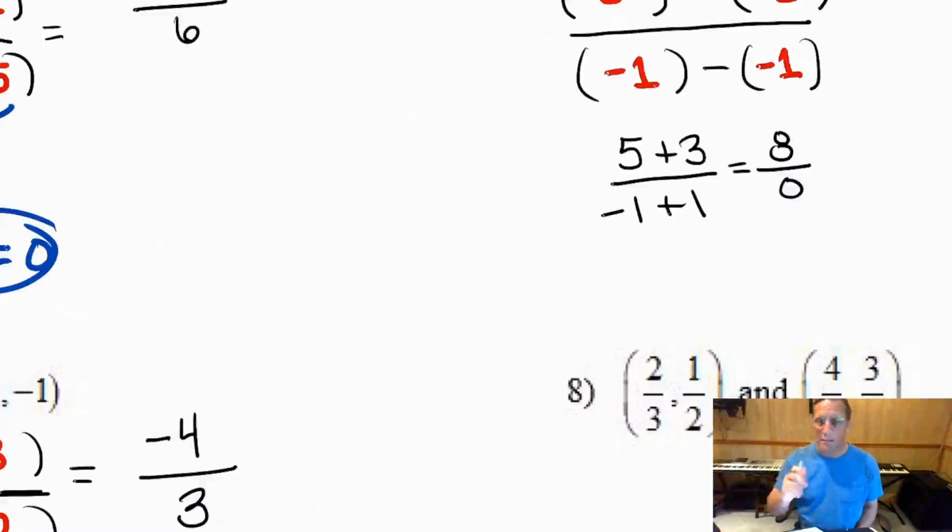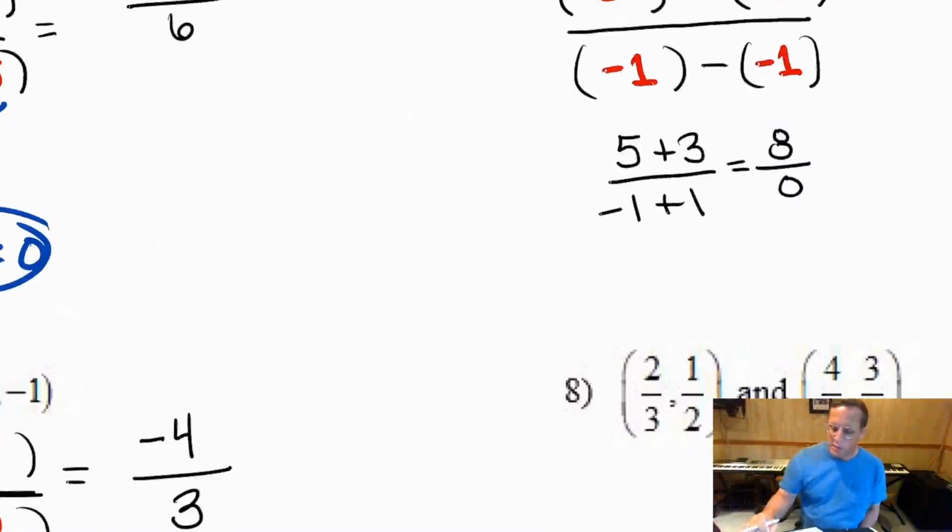It's not the same. If you get 0 in the denominator, it does not equal 0. 0 means there's an answer. There's a slope to it. It means it has 0 slope. But undefined slope is different.